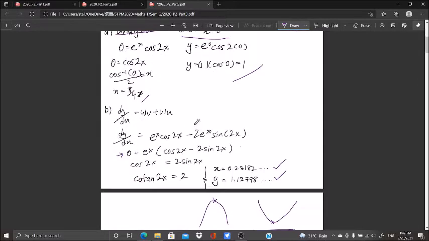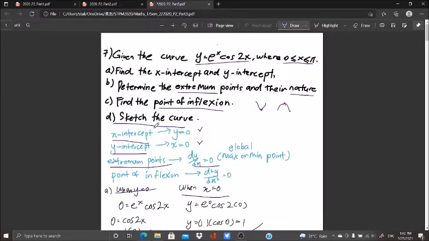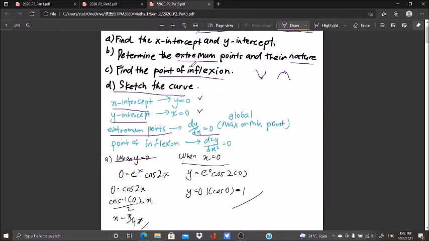So bear in mind. B, differentiate. Why do we need to differentiate? In order to find the extremum points, we need to let dy/dx equal 0. At dy/dx equals 0, there is a maximum point or a minimum point, and we need to find out the nature. How do we find the nature? We need to differentiate twice, meaning d2y/dx squared.